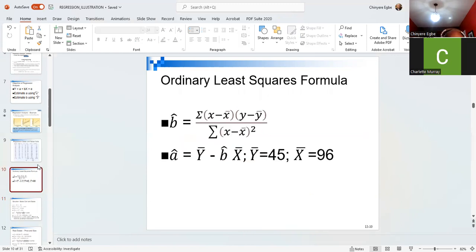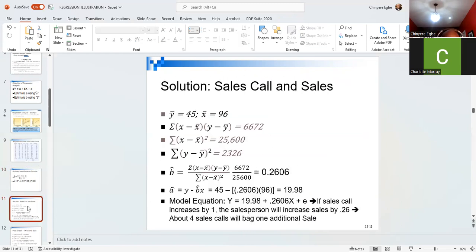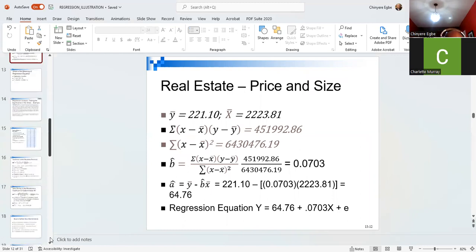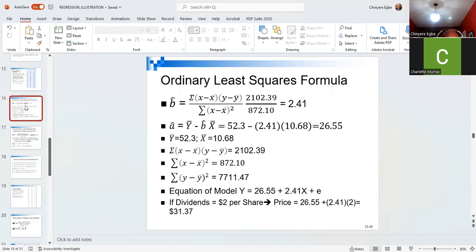And so we have all those illustrations here, including this one that we just did. We also have another illustration where we use regression to explain dividends in finance, for example, the price of a share. It says that the average price of a share of stock is about $26 in this particular stock.